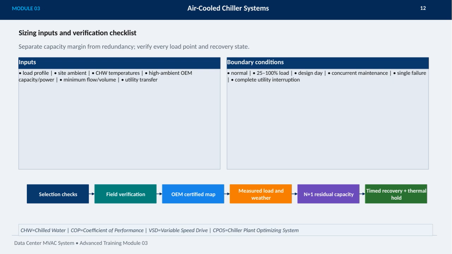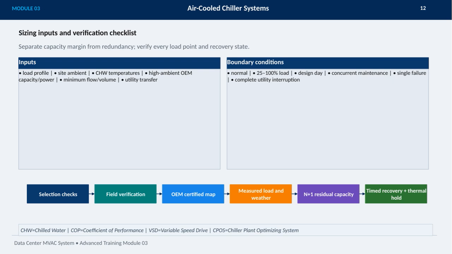We then consider boundary conditions such as normal operation, loads ranging from 25 to 100%, design day scenarios, concurrent maintenance, single failure events, and complete utility interruptions. Selection checks involve careful field verification using OEM-certified performance maps alongside measured load and weather data. It's critical to verify N+1 residual capacity to maintain reliability. Additionally, timed recovery and thermal hold strategies help ensure stability during transitions.